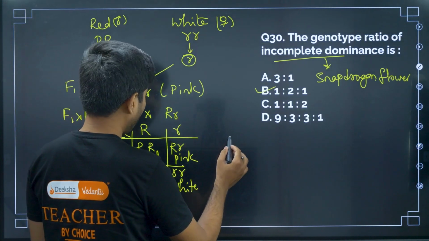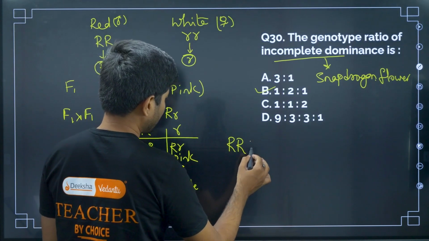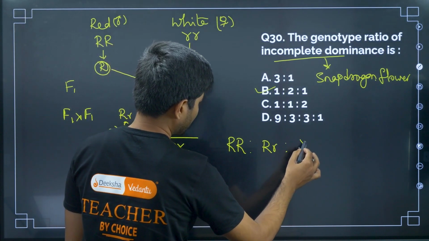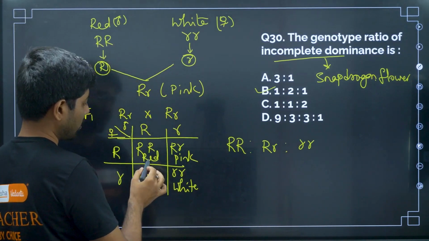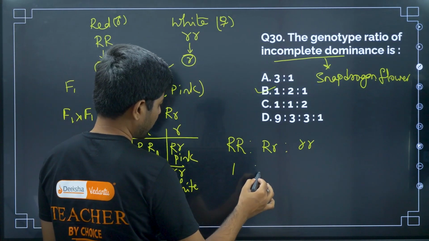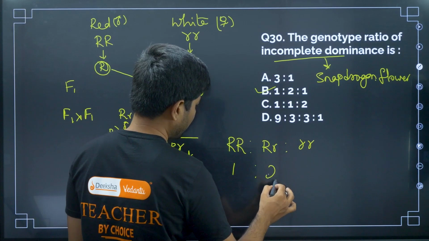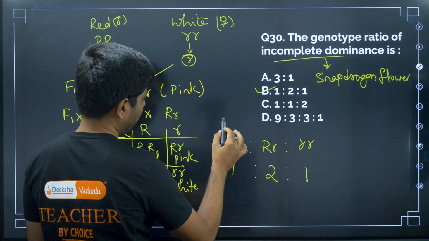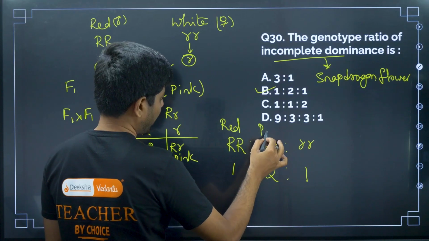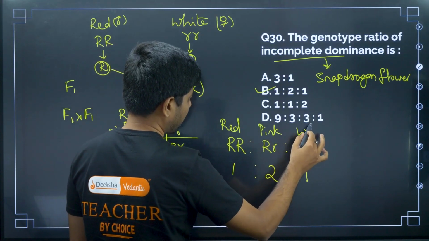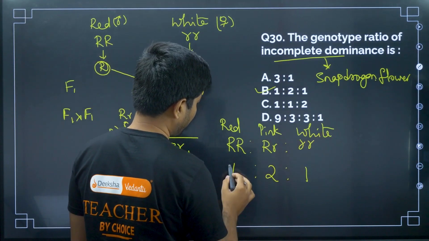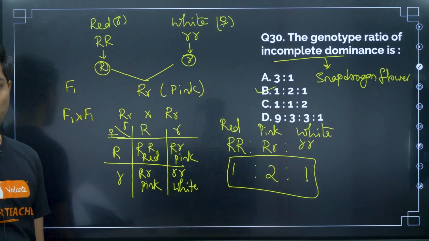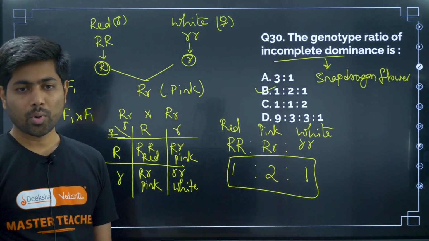Now what do you get? You get RR is to Rr is to rr. What will you see? You see 1, right? 1 is to, you see pink 2 is to white is 1, right? If you write the phenotype red, pink, white, even then you get 1:2:1. Answer is 1:2:1. Option B, right? I hope you got this clear.